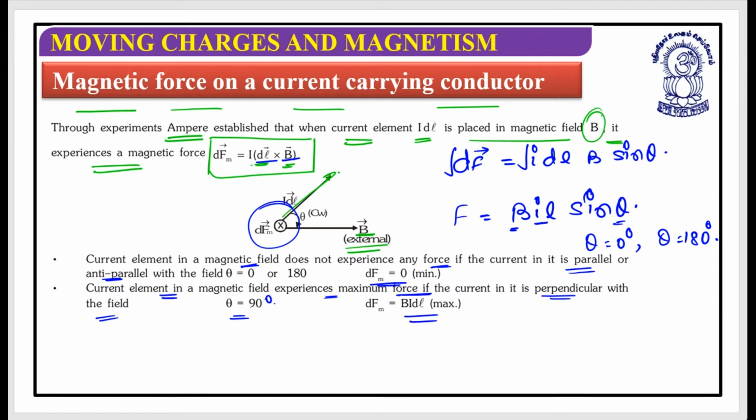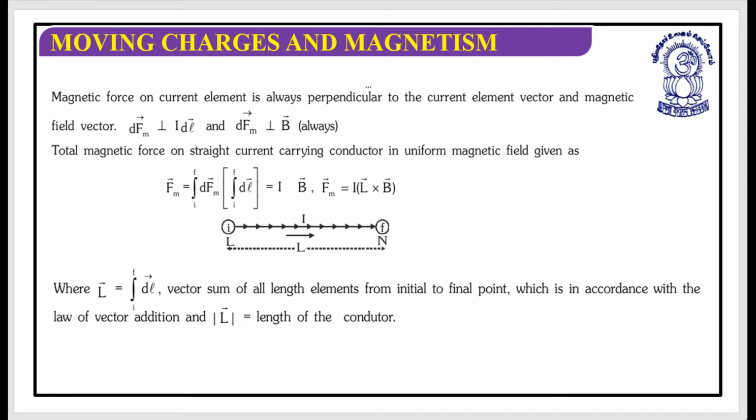Now let's have a look at which kind of force it is. We understood from the previous discussion that the magnetic force on a current element is always perpendicular to the current element vector and the magnetic field, because it is the cross multiplication. So this dFm is perpendicular to I dl, as well as perpendicular to B. This would always be true.